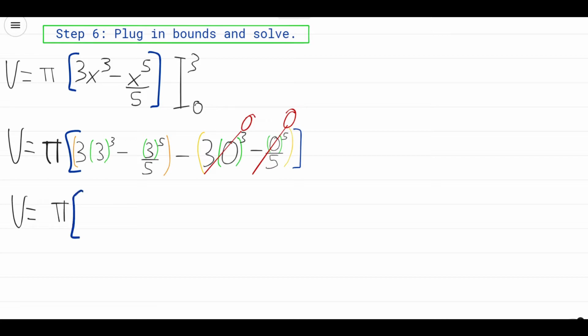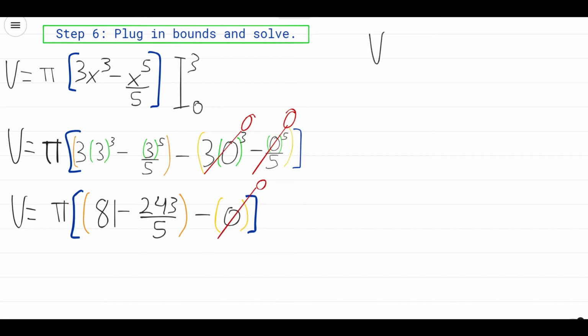What we're left with is the volume equal to pi times 3 to the 1 power times 3 to the 3rd power, which is 3 to the 4th power, which is 81, minus 3 to the 5th power, which is 243 over 5. Minus, of course, what's in the yellow parentheses, which is 0. So that term again zeroes out. So what are we left with? The volume is equal to pi, parentheses, 81 minus 243 over 5.